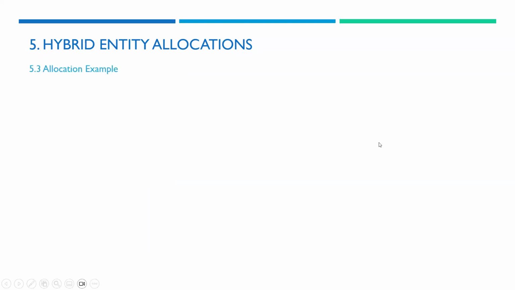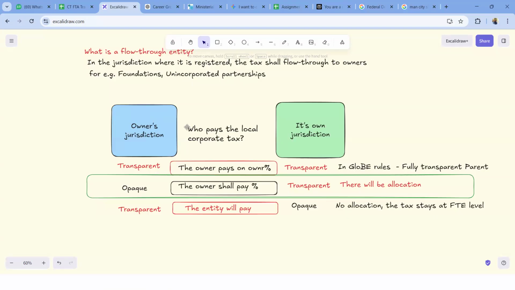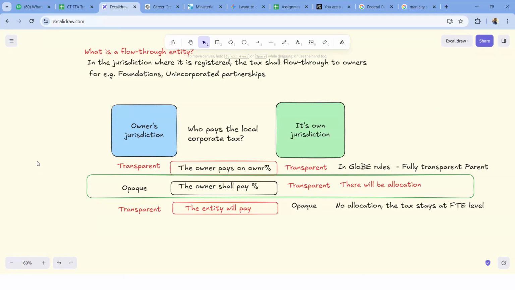Okay, let's do one question so that we are on the same page. So let's say that a US parent owns 100% of Luxembourg SCS, some hybrid entity. In Luxembourg it is transparent, but the US treats it as a corporation. So which scenario is it? One, two, or three? In Luxembourg, it is tax transparent, but in the US, it is a corporation. So which scenario is it? One, two, or three?